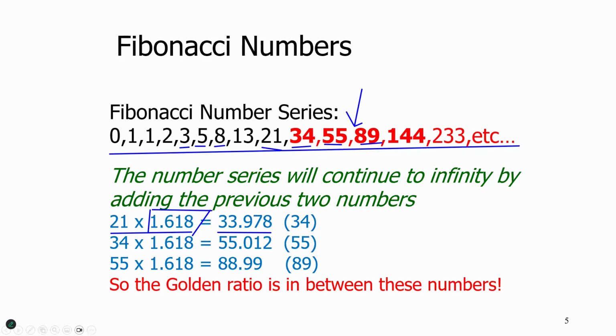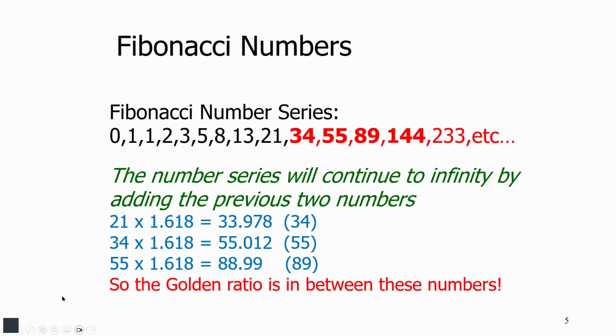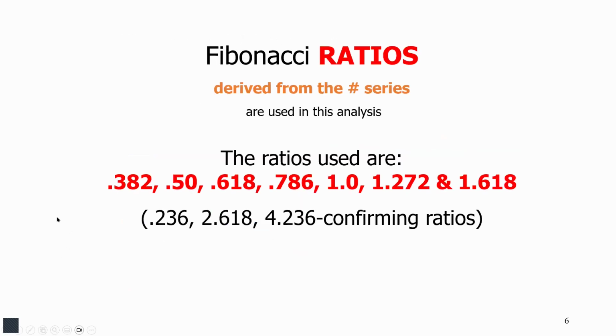Let's take a look at the Fibonacci ratios that I use, derived from that number series: 382, 50%, 618, 786, 100%, 1.272, and 1.618. Some people will use some other ratios, but that's what I use. Occasionally, if it's a very large swing, I will also use the 236.